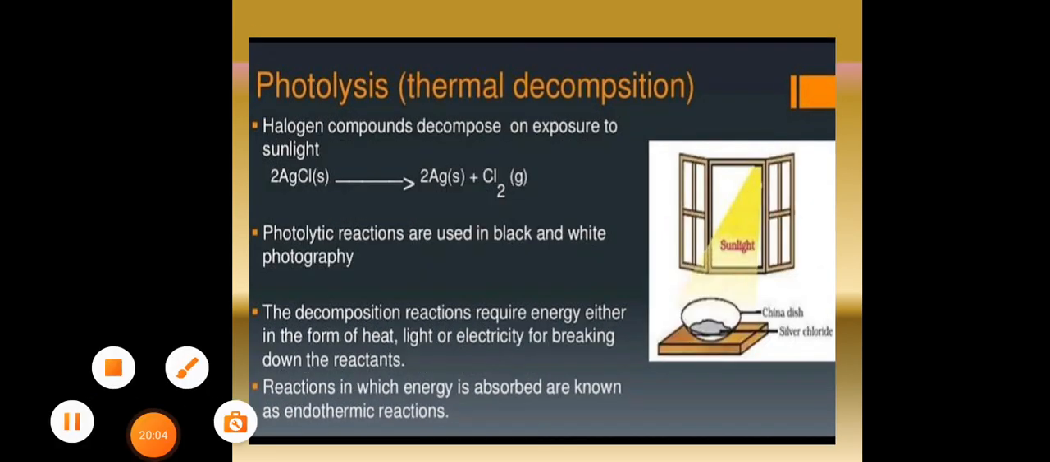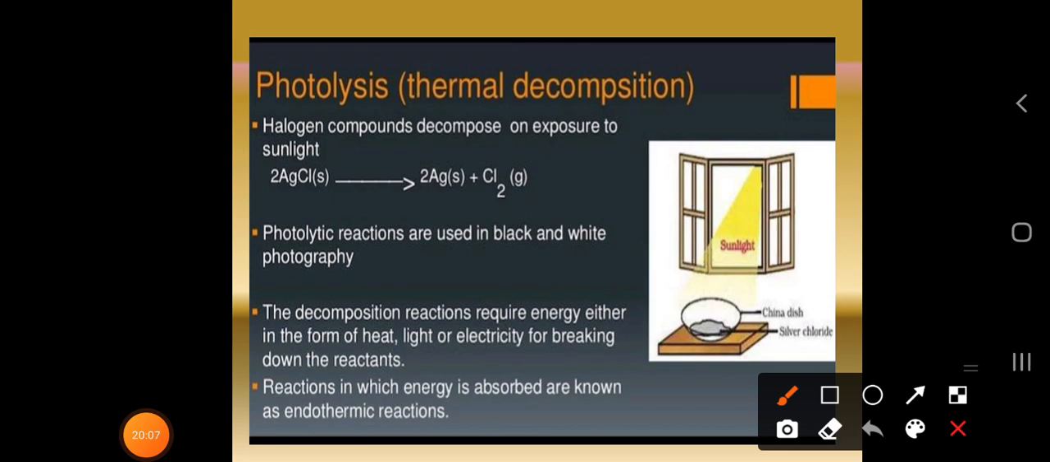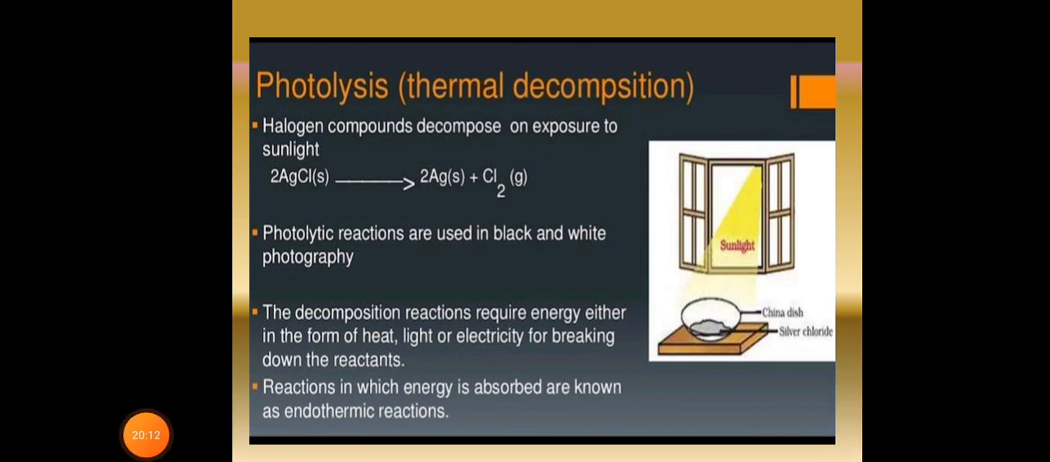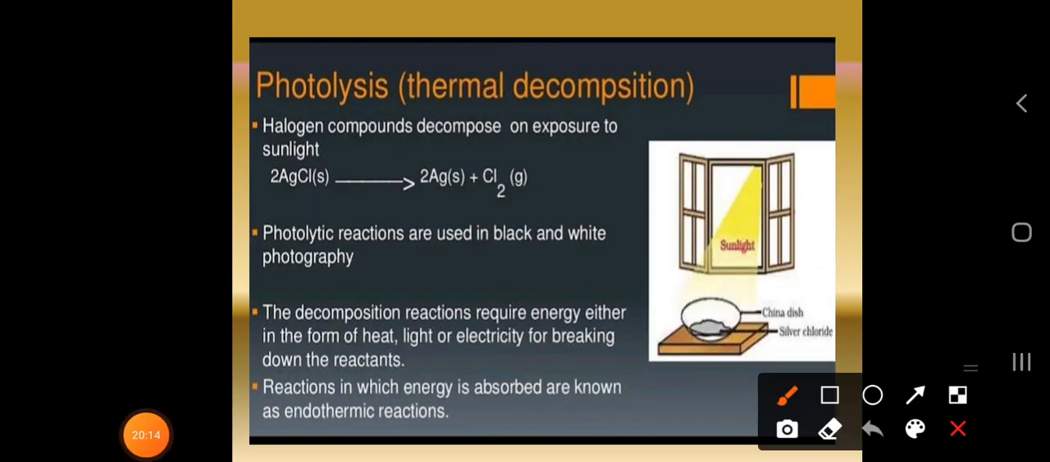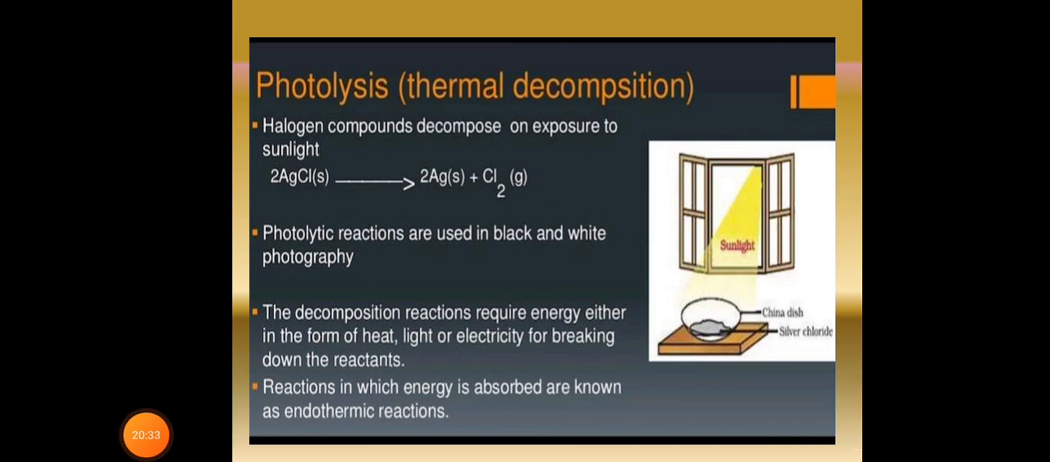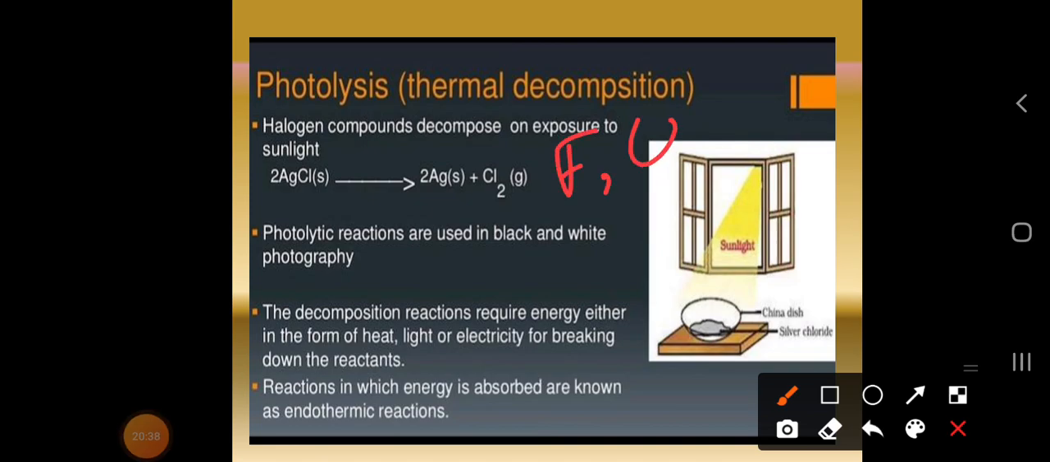So here the last one is photolysis. This is also a thermal decomposition reaction. In that, halogen compounds decompose on exposure to sunlight. Halogen compounds means the compound contains halogen elements. What are those halogen elements? We will learn when we study the periodic classification of the elements. For now, keep in mind that the halogens are fluorine, chlorine and iodine. These are the halogen compounds.